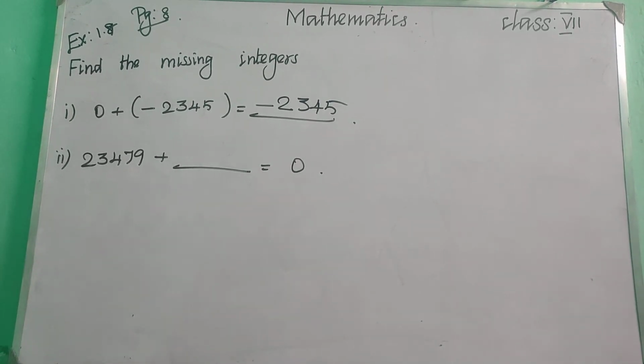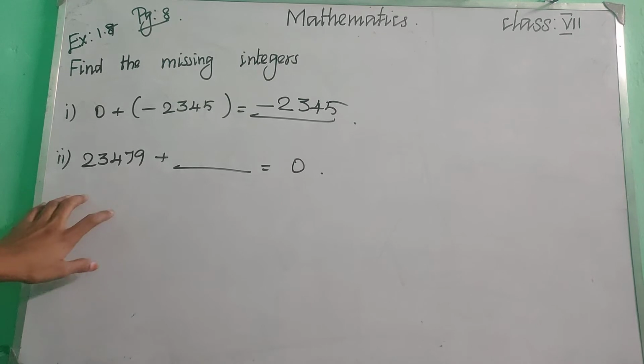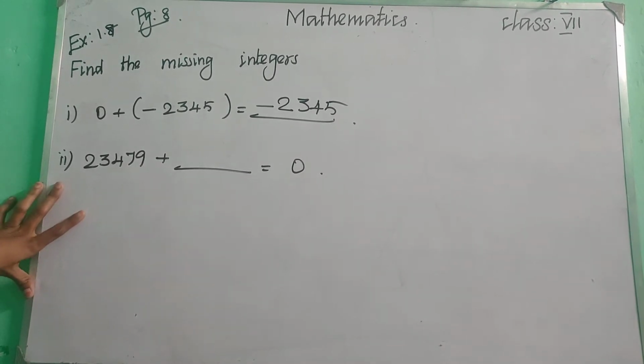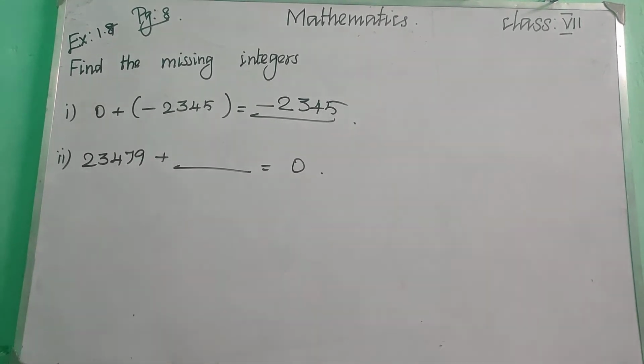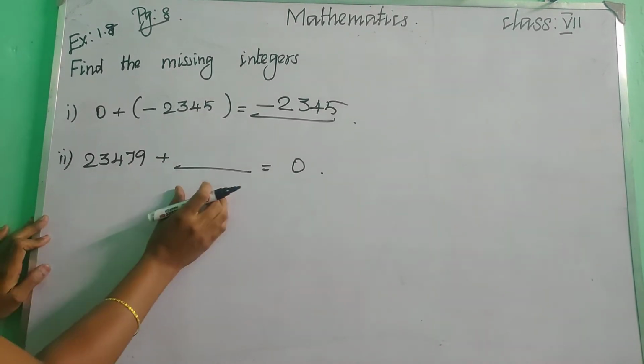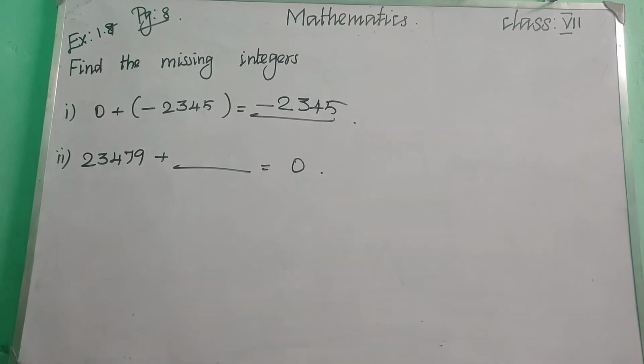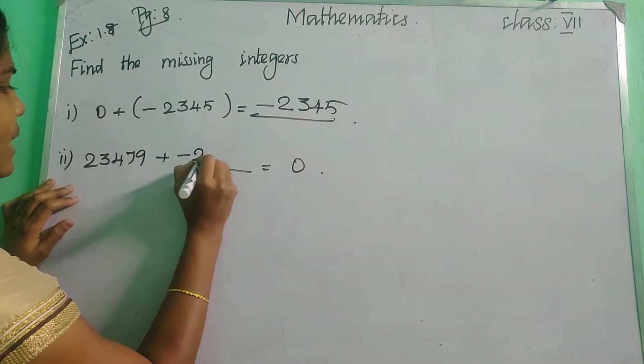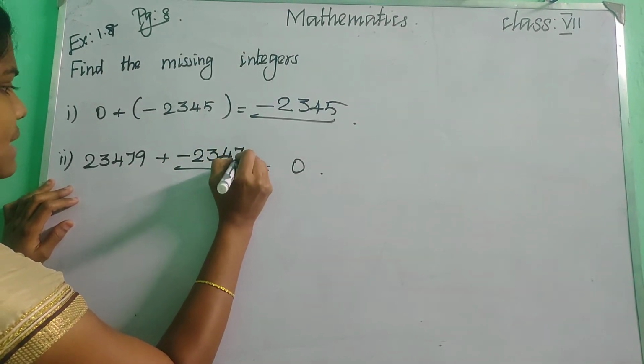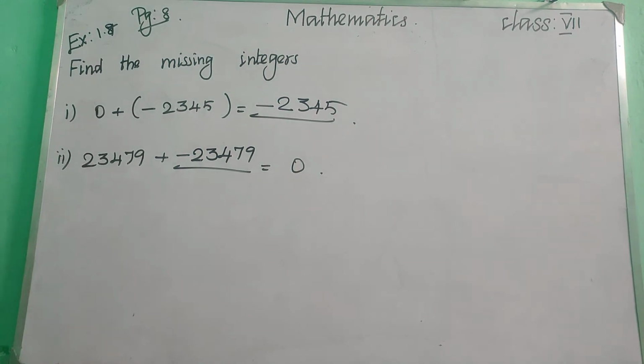So it's like additive inverse, right? For additive inverse we need to find what can be added with this number to get 0. So what will you add with this to get 0? Minus 23,479.